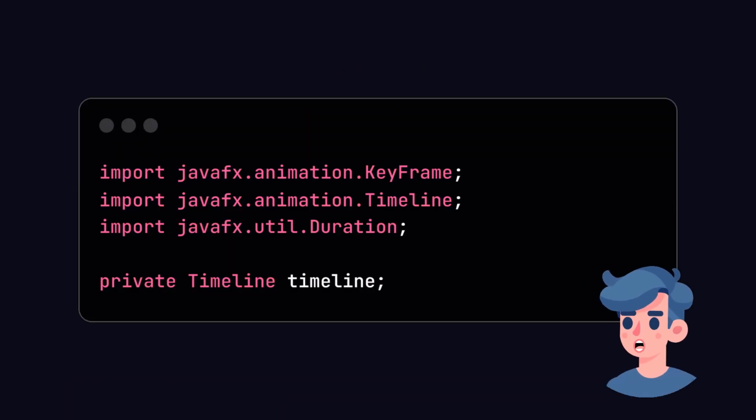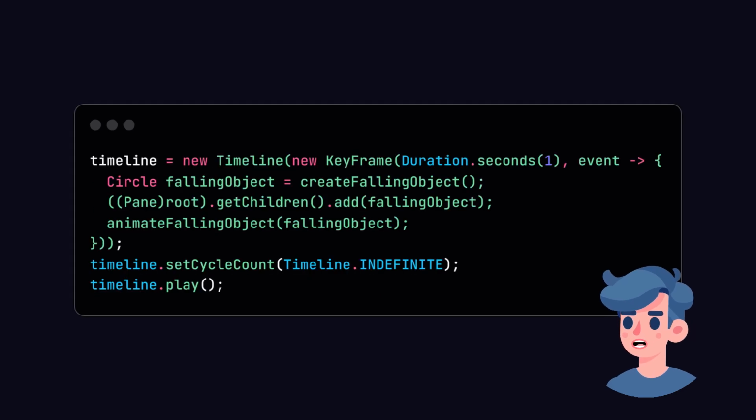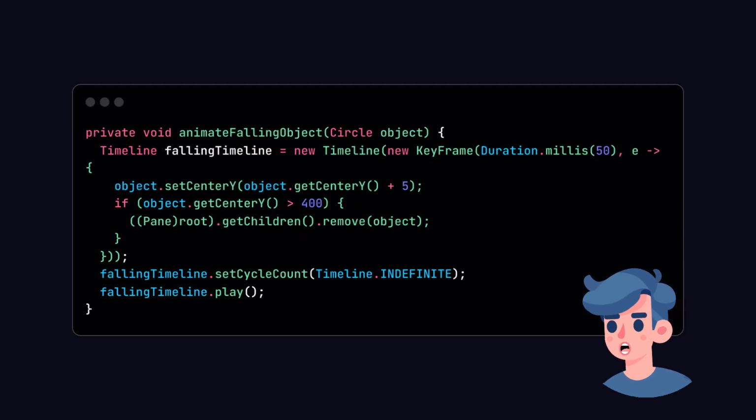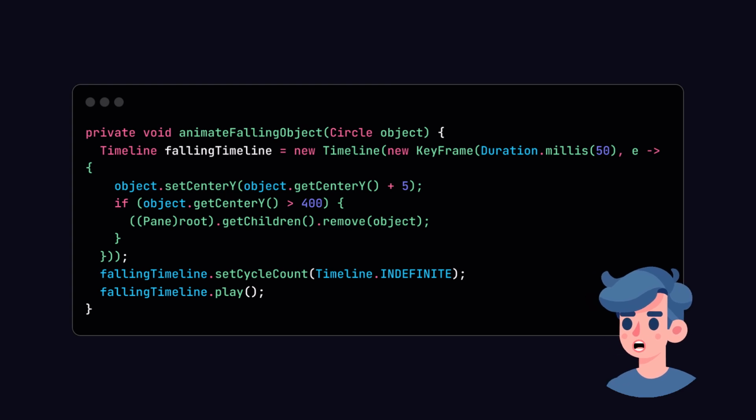Now, we need a timer to control how frequently these objects fall. We can use a Timeline for this purpose. Let's declare a Timeline instance. We'll set it up in our start method to add falling objects every second. This Timeline creates a new falling object every second and starts the animation for it.